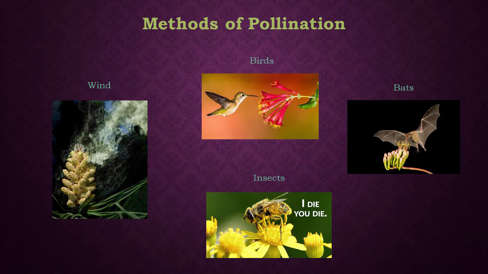Birds focus on the shape of the flower so that their beak can match the shape of the floral tube. And bats actually use their sense of smell to find a flower that they like. A fun fact is that bats are responsible for pollinating the flower used to ferment tequila.